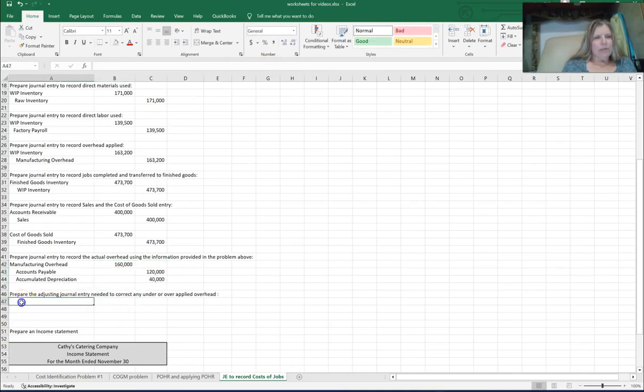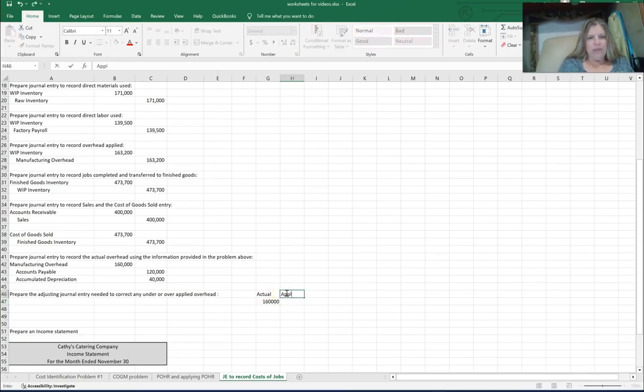And the next journal entry says prepare the adjusting entry needed to correct any under or over applied overhead. So the first thing we have to do is say, okay, our actual overhead we just recorded was $160,000, and our applied overhead, we'll have to go back up to that journal entry and see what we applied.